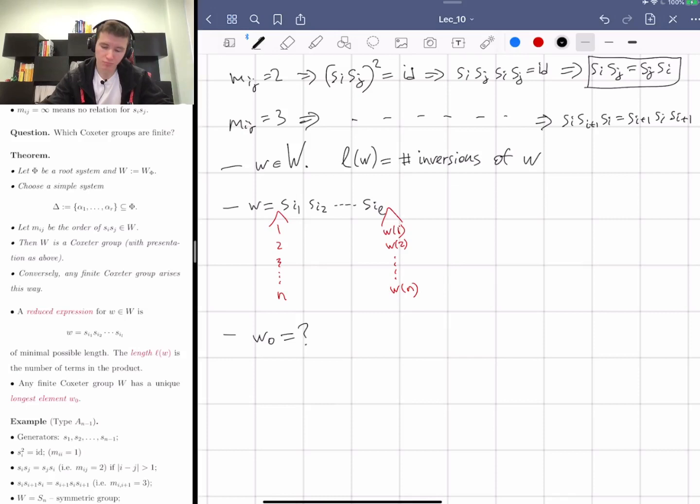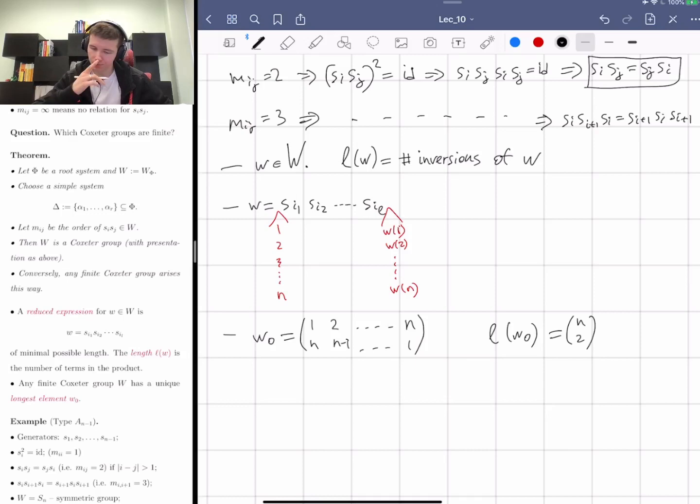Yeah, thank you. So it's in one-line notation. It's the permutation that sends 1 to n, 2 to n minus 1, etc., and sends n to 1. So it just reverses the order, and it has the maximal possible number of inversions, which is n choose 2.